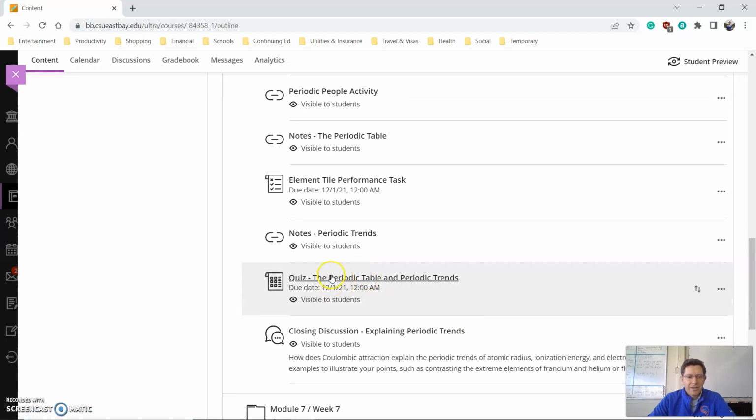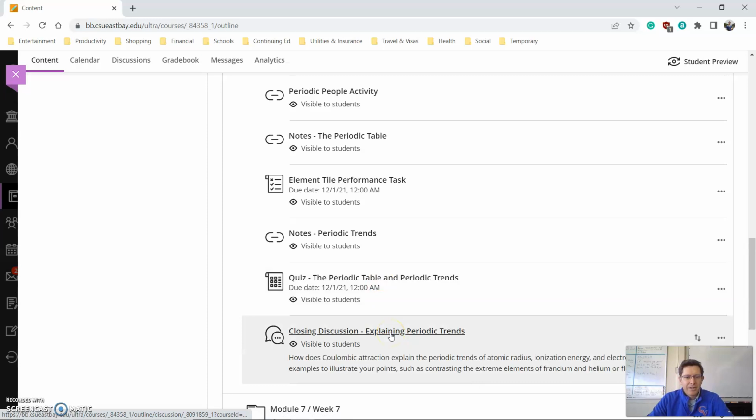And then lastly, there's a quiz to assess your understanding of the periodic table and trends. And then finally, the closing discussion to discuss what we learned in the unit, or in the week, I should say.